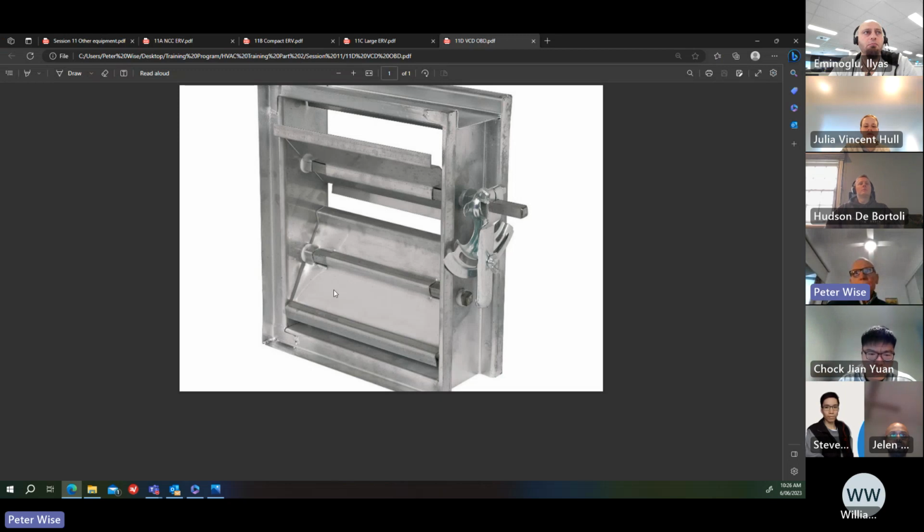That's a typical opposed blade VCD. The shaft here with a handle on it, you can adjust the blades. They oppose each other, which gives more accurate control. As one turns in, the other turns in towards it. And it's got 90 degree motion, and there's a locking quadrant there. So when you get in position, you can just lock it there and leave it set.